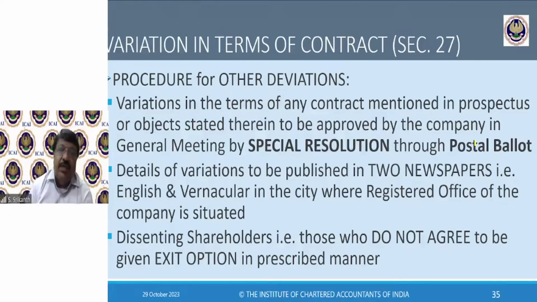Dissenting shareholders, that is those who do not agree, should be given an exit option. Exit option means the company cannot pay back. Any promoter or somebody should buy their shares, okay, and take them out. They should be given an option to go out.